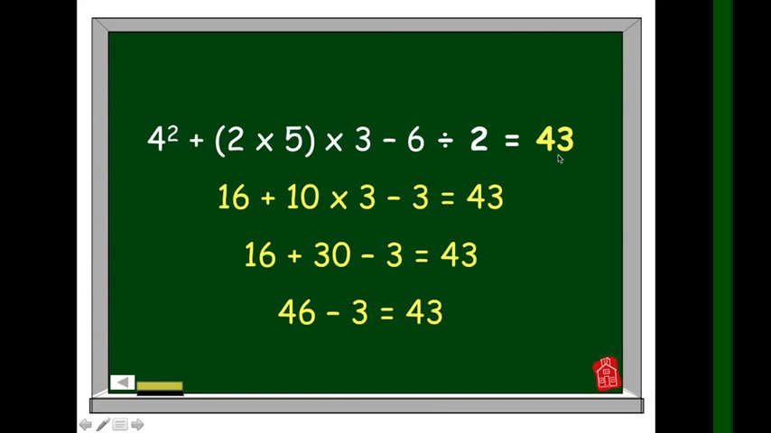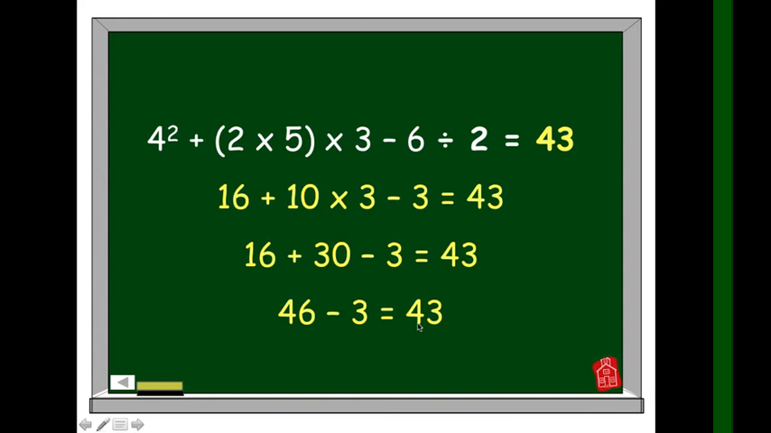Next, 4 squared plus quantity 2 times 5 plus times 3 minus 6 divided by 2 equals 43. So, mauna muna ang open and close parenthesis. So, 2 times 5 is 10. Then, pwede na natin isunod yung 4 squared, which is 16. And then dito, pwede natin isunod yung 6 divided by 2, which is 3. So, nabawasan na sila. Then, after that, alin ang mauna? 16 plus 10? 10 times 3 or 3 minus 3? Tama. Multiplication muna. So, 10 times 3 is 30. Then, from left to right, 16 plus 30 is 46 minus 3 is 43.